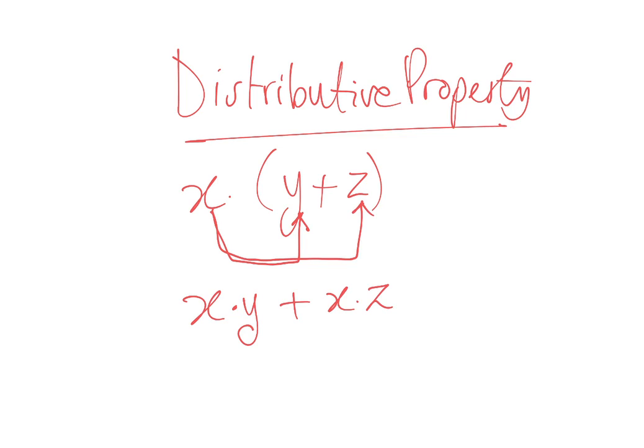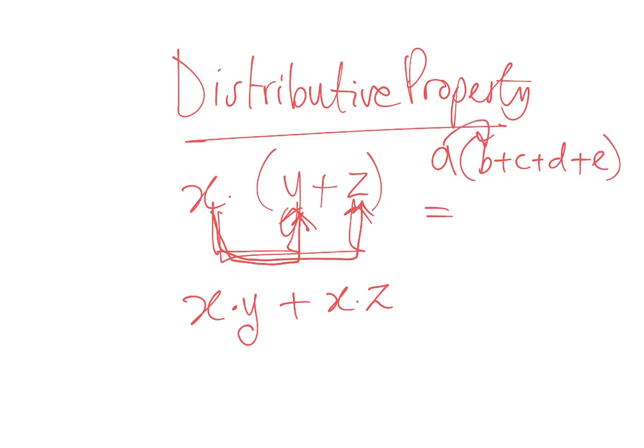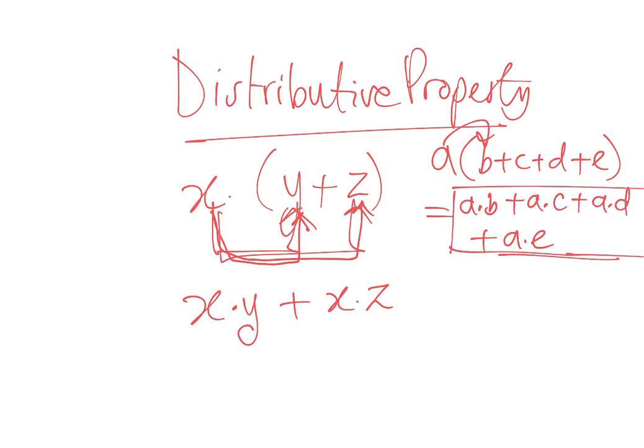Think of it like the letter or the number on the outside is essentially shaking hands, one by one, right? So imagine if you had a into b plus c plus d plus e. If you were to distribute this a, it would actually become ab plus ac plus ad plus ae. That's how it would work out. So it's important that we remember that the distributive property is saying whatever is on the outside will touch everything on the inside. That's how the distributive property works.